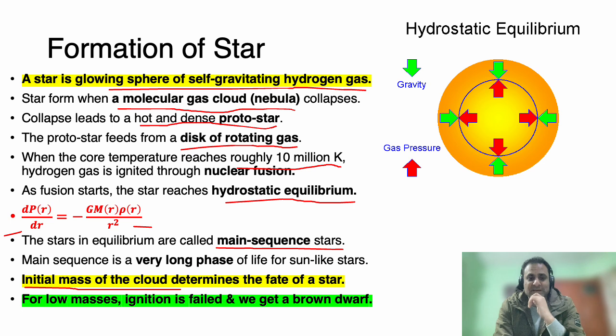But if the mass is so low that the cloud cannot collapse enough to reach the 10 million degree temperature, or it cannot start fusion, then these stars will end up as what we call brown dwarfs. So the brown dwarf is actually a failed star. It does not have enough mass to ignite hydrogen burning.